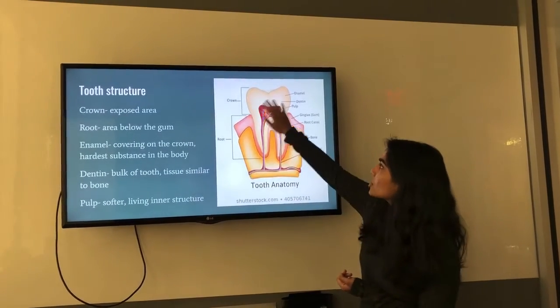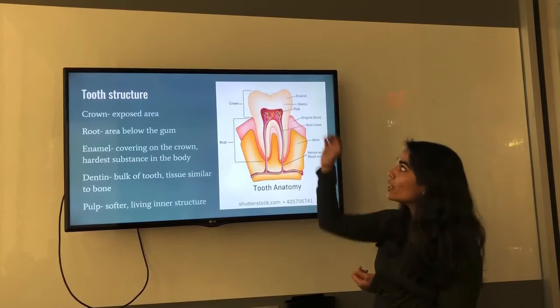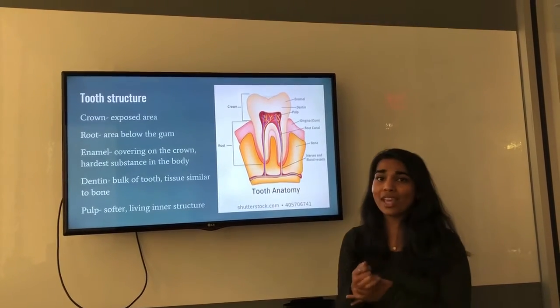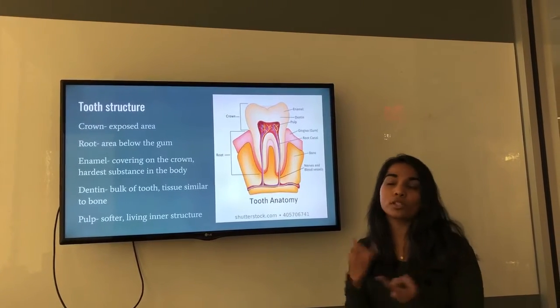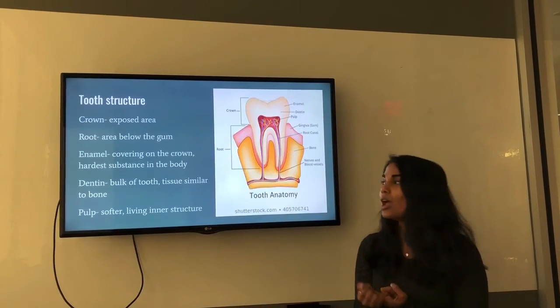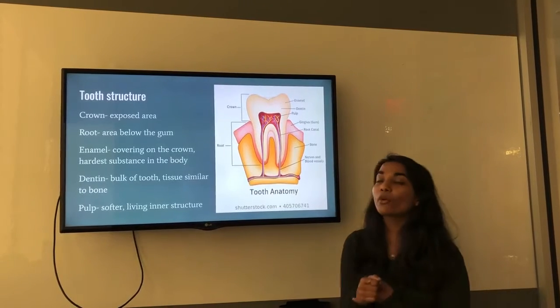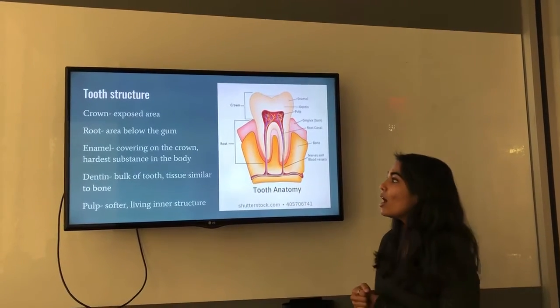So on the crown there's a covering called enamel, and that's what is protecting the tooth from decay and from the different types of acids that you're putting into your mouth, which is why we should be brushing our teeth at least twice a day, and why it's so important that we do protect it and keep it clean.